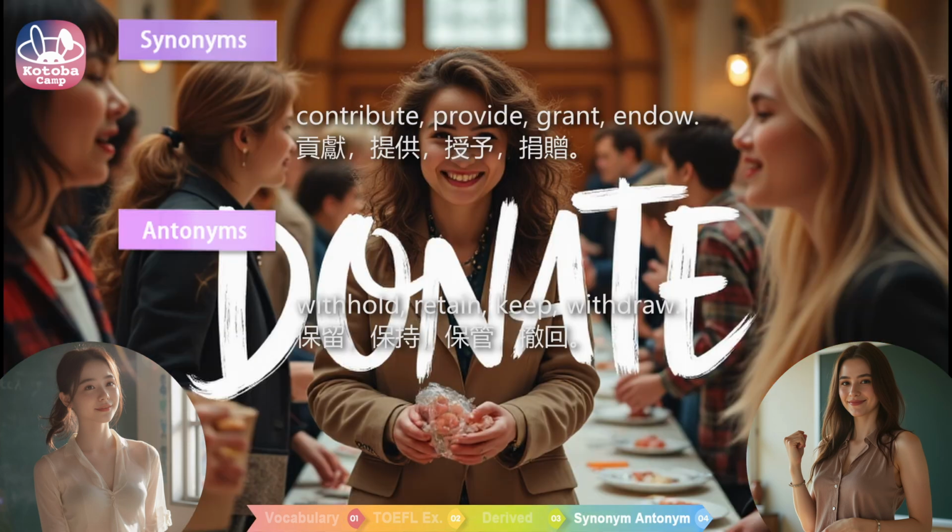Contribute, provide, grant, endow. Withhold, retain, keep, withdraw.